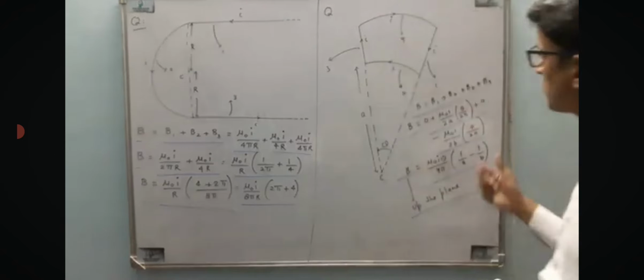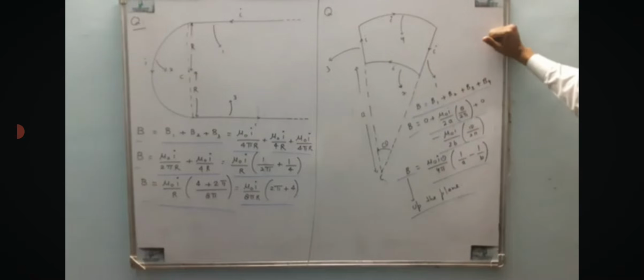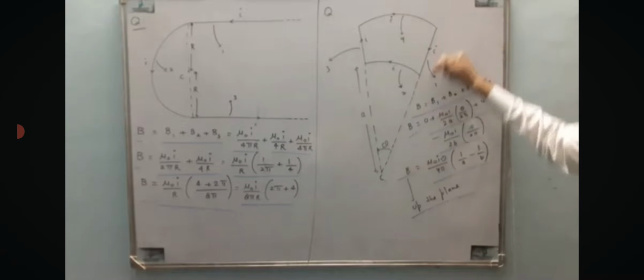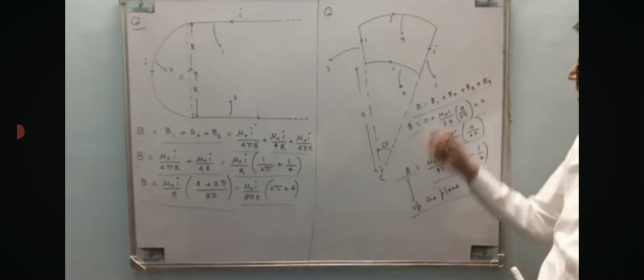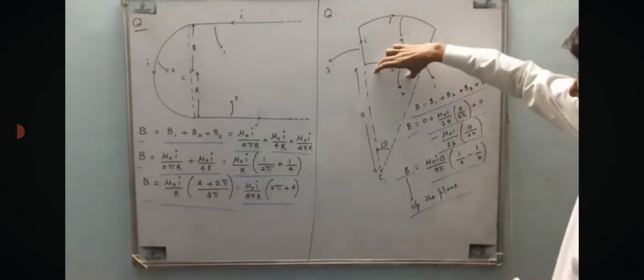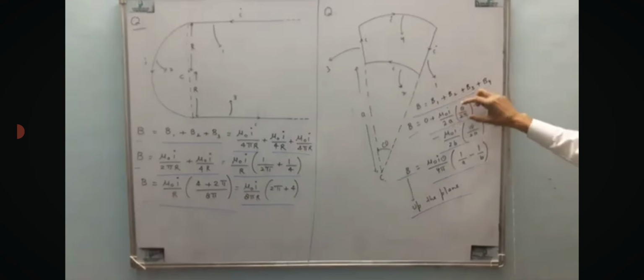Now let's do this question. There are 4 parts, so the magnetic field will be the addition of all of these. Due to the first part, because the center lies on the line of action of the current element, the magnetic field at this point due to this length will be 0. This is a semicircular arc and the magnetic field will be up the plane, and it is mu naught I upon 2 r times theta by 2 pi.